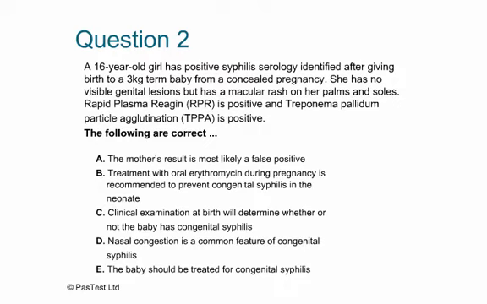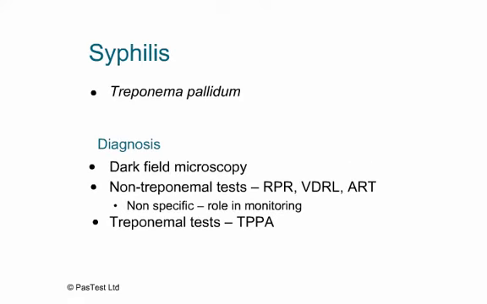Okay, and the answers are D and E are correct. The others are false. Although rare, the incidence of syphilis is increasing in the UK, and it is likely that we will begin to see more and more congenital syphilis.